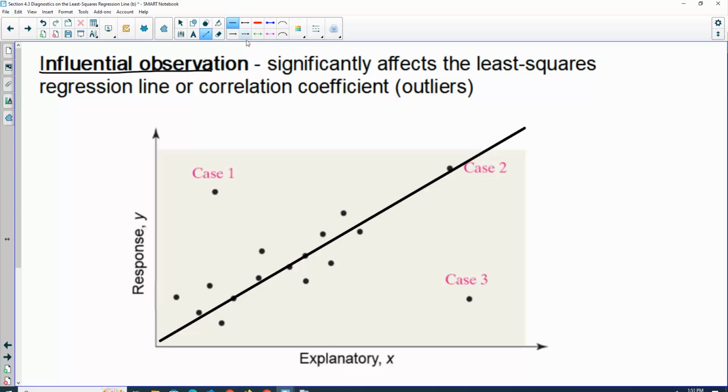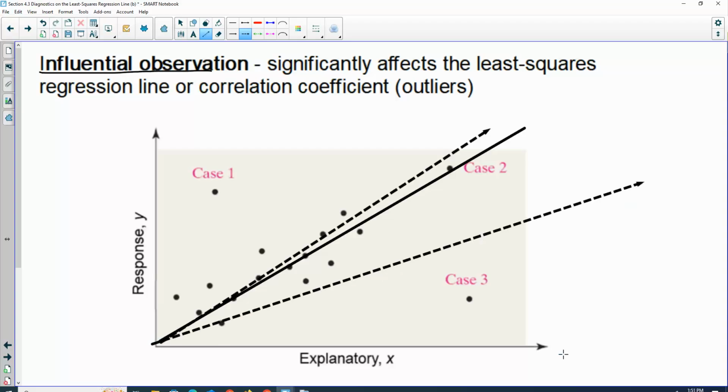So for influential, what we could do is get our regression line with and without that point. If I put in case 1 and it just changes my line like that, was that a significant change? No, they're pretty well the same. But if I put in case 3 and it dropped my line down here, is that a significant change?